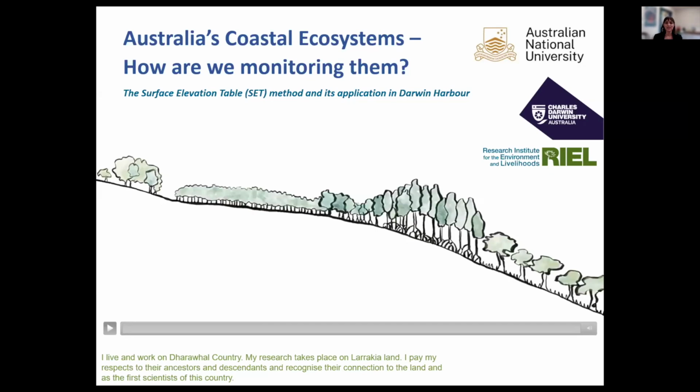So this is part of my PhD research, but I'll also be talking about the research of many other coastal wetland researchers, and I'd like to acknowledge the work of the emerging network of RSET practitioners around Australia, but also internationally. So coasts are a dynamic zone. They're in between the land and sea, and as such, they're often in flux.